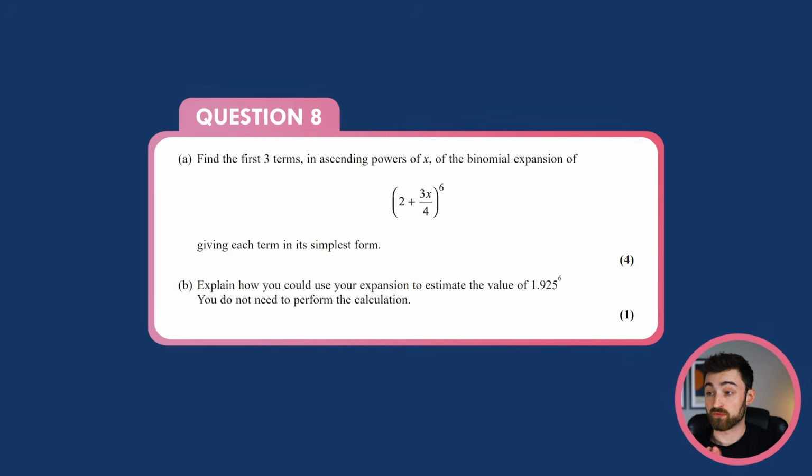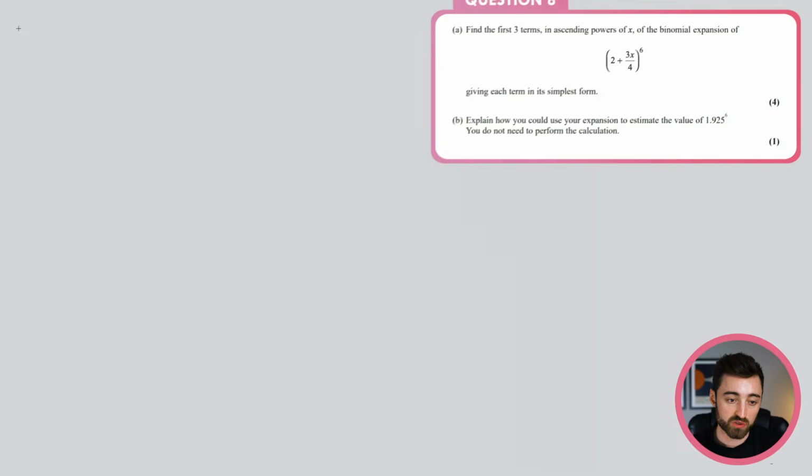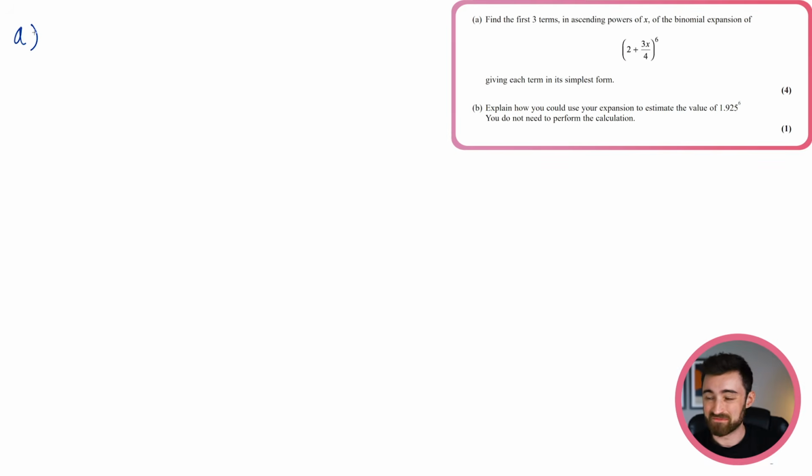Question 8 says find the first 3 terms in ascending powers of x of the binomial expansion of that thing there. Cool. So the good news is we only need 3 terms, okay? So with a binomial expansion, you basically need to... By the way, this is in your formula booklet. The thing that they give you in the formula booklet can be quite confusing when you just look at it. It's pretty grim looking algebra.